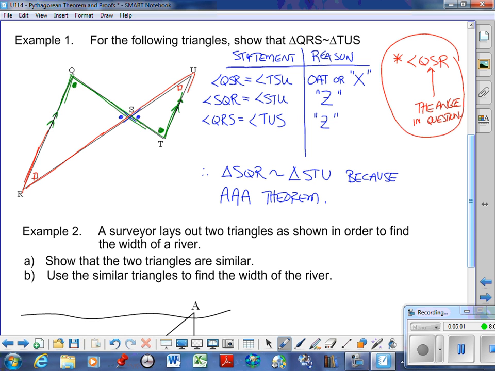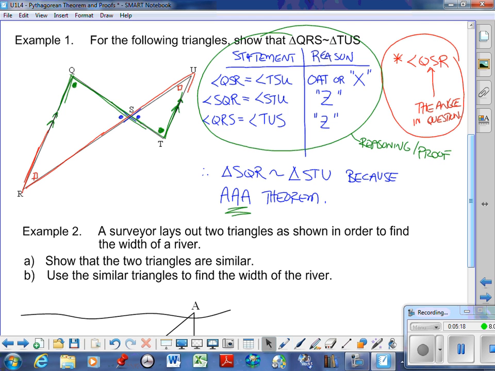You don't do this in your notes. So this is your reasoning slash proof. All right, and your goal is to get it down to angle, angle, angle. Okay, that's the format. That's what I'm expecting. That's what I want to see.